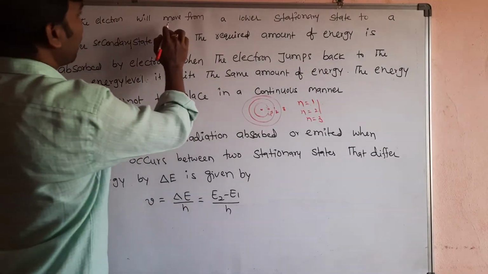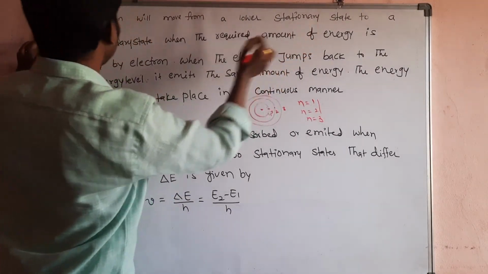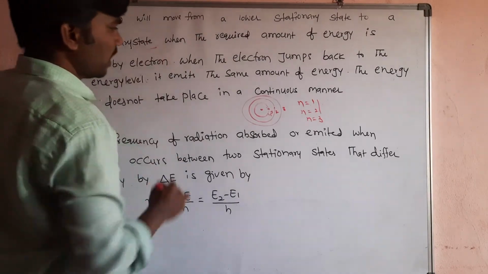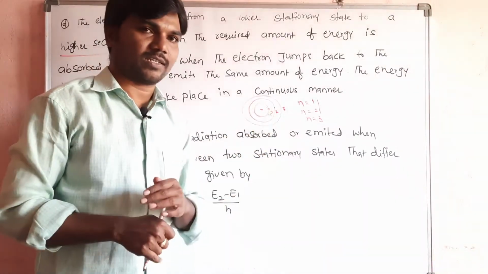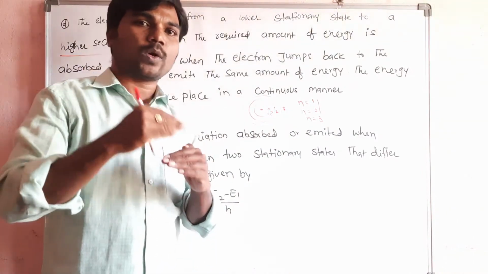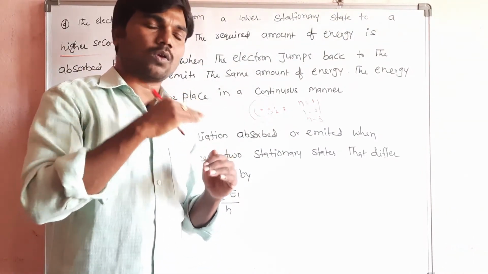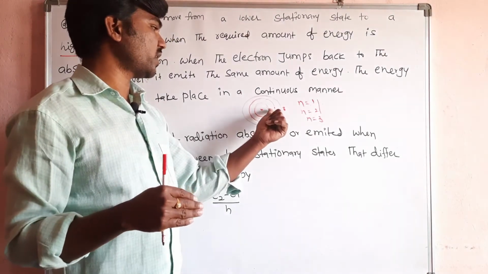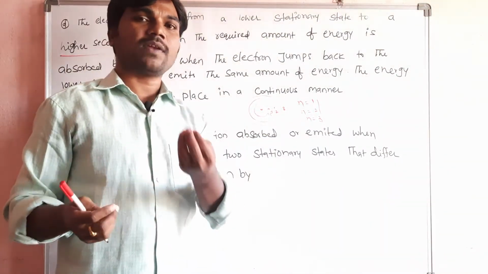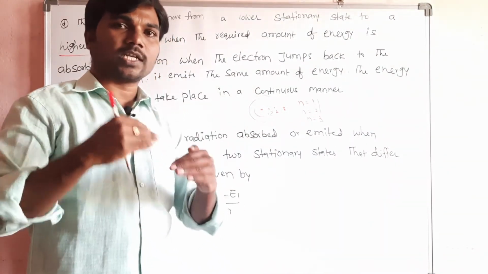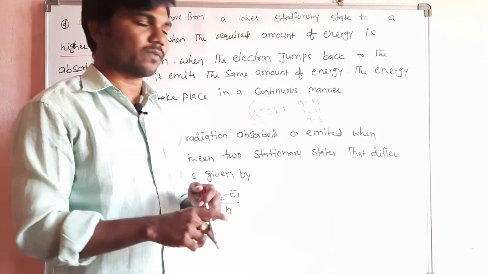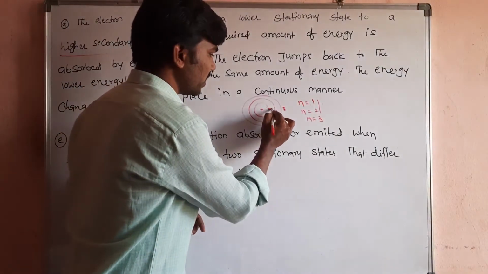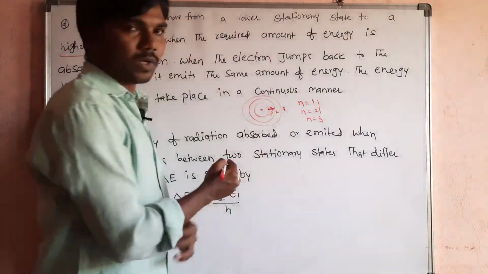The electron will move from a lower stationary state to a higher stationary state. When an electron is moving from a lower energy level to a higher energy level, or lower stationary state to higher stationary state, it will absorb energy. Why? Because it needs to move from a low level to a high energy level, which means it needs some energy. So that's why it will absorb energy when it is moving from a lower energy level to a higher energy level.